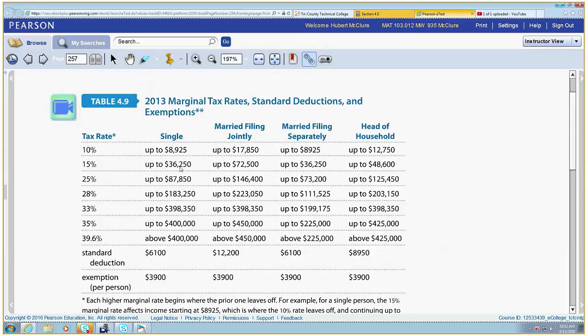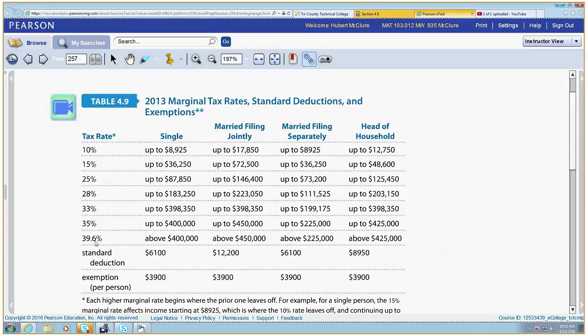Well, what if you make, let's say, $60,000 or $75,000? Well, $75,000 is right in here. How much of each dollar goes to Uncle Sam? 25%. What if you make $1 million? 40%. Well, sometimes it helps, sometimes it don't.